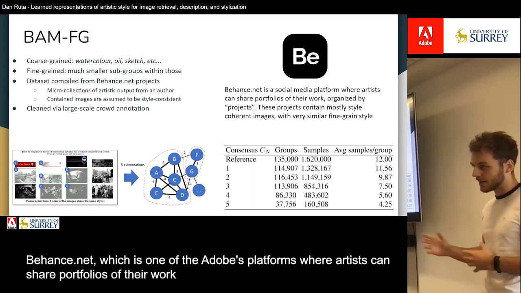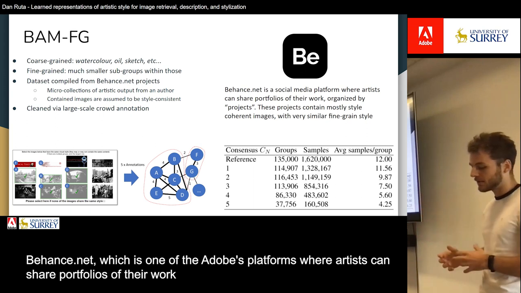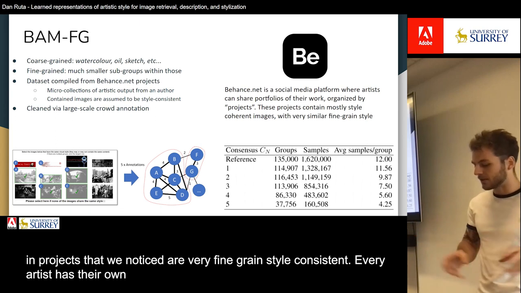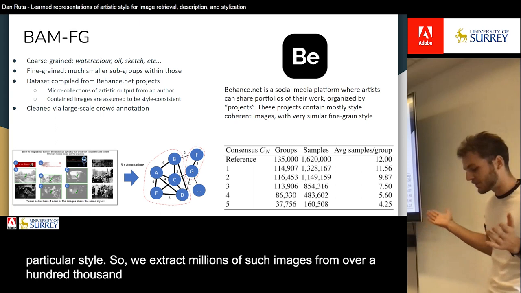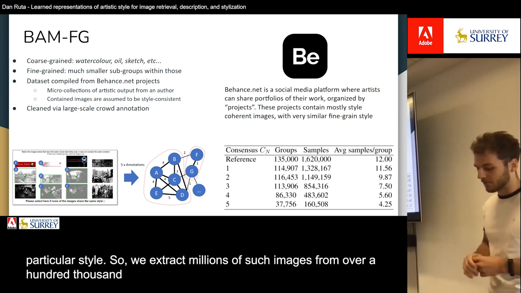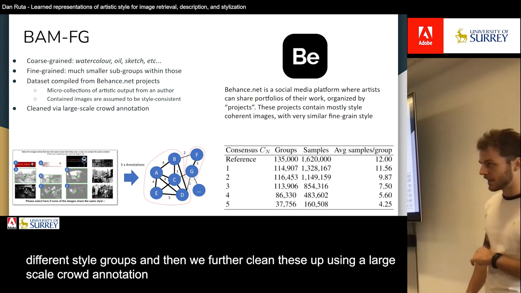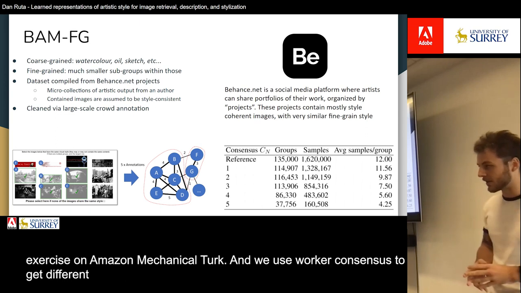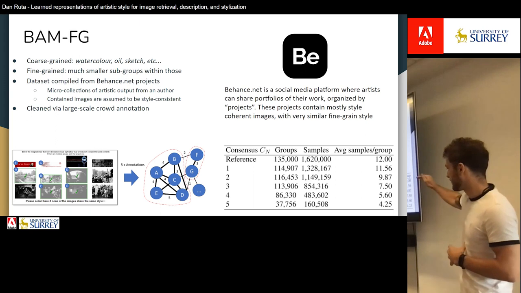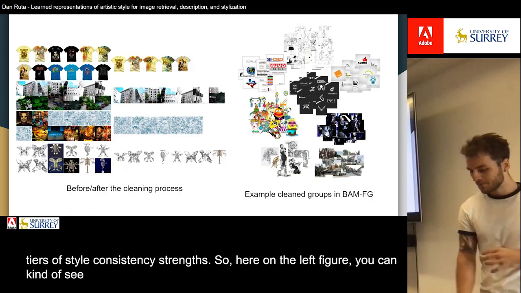So we use data from behance.net, which is one of Adobe's platforms where artists can share portfolios of their work in projects that we noticed are very fine-grained style consistent. Every artist has their own particular style. So we extract millions of such images from over 100,000 different style groups, and then we further clean these up using a large-scale crowd annotation exercise on Amazon Mechanical Turk. And we use worker consensus to get different tiers of the style consistency strengths.